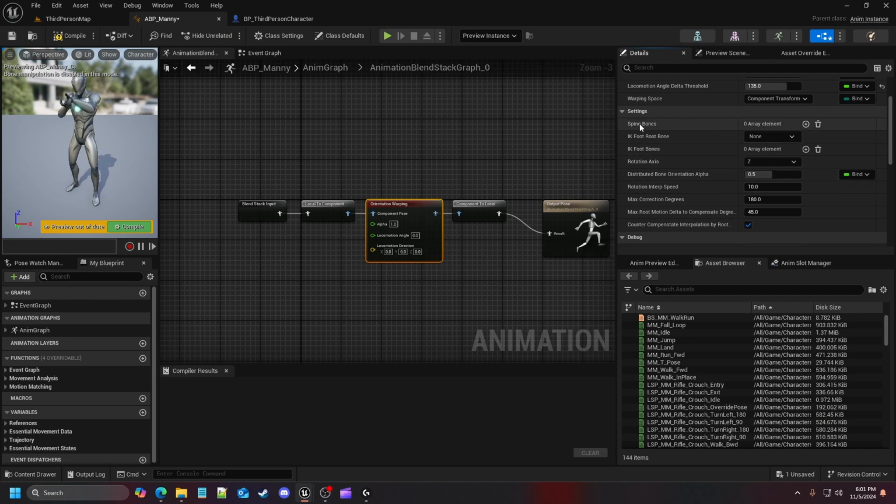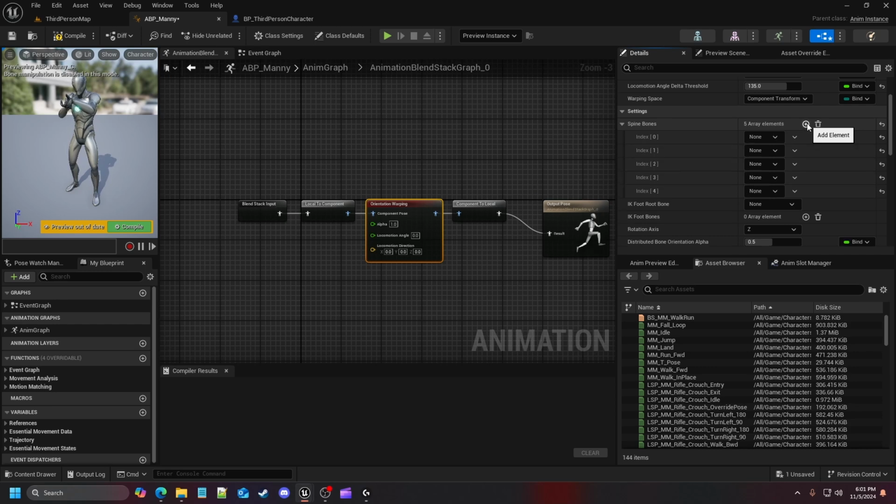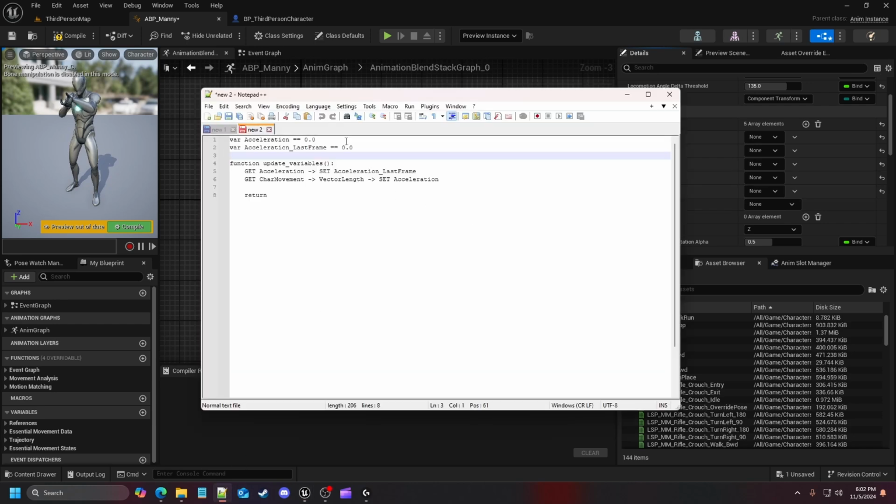So with that being said, go ahead and close out of it. And what we're going to do is go back to spine bones, and we're going to set up 5 array elements. So from 0 to 4. When I say 5 array elements, in programming, when you have index 0, index 1, index 2, 3, 4, let me pull up a notepad so I can briefly explain what it looks like, right?